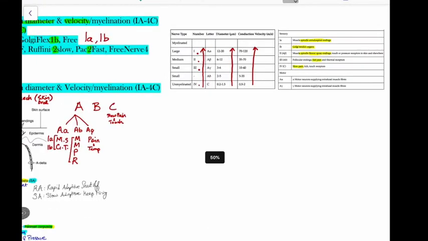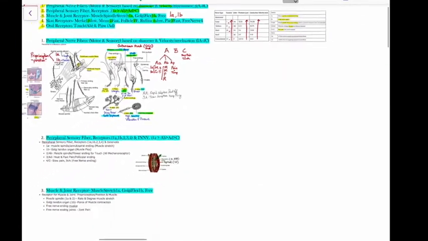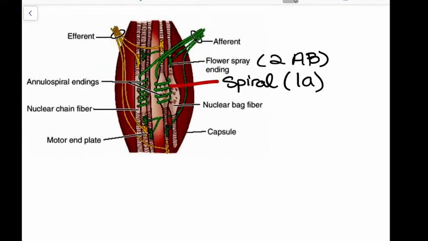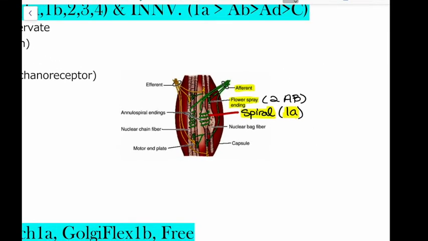Going back, there is a quick picture I can show you right here. So we have our afferent fiber right here, going to tell us about our pain or pressure, and you can see there is the flower spray ending, as I was talking about in type 2 A beta, and here is the spiral ending around the muscle, and this is type 1A for the muscle tendon, or Golgi tendon, and muscle spindle.